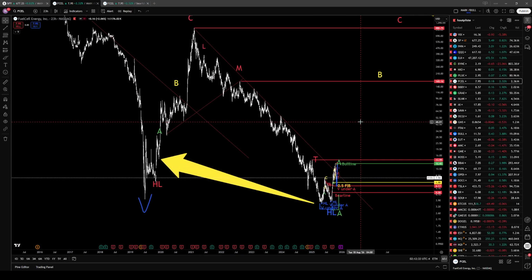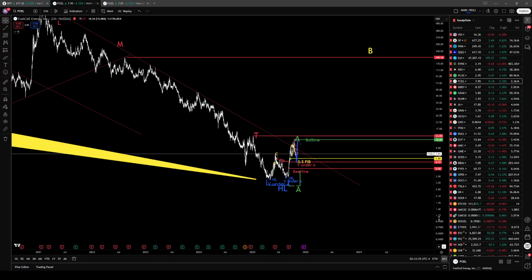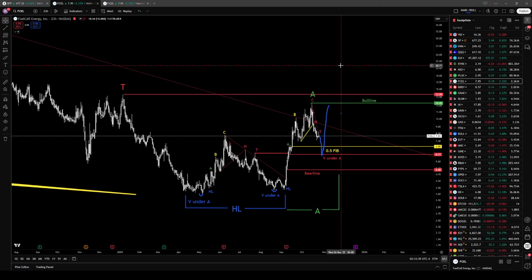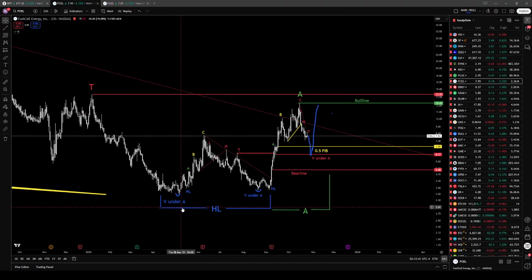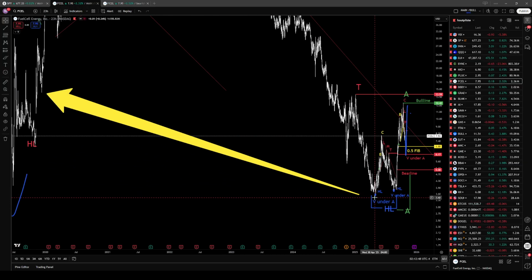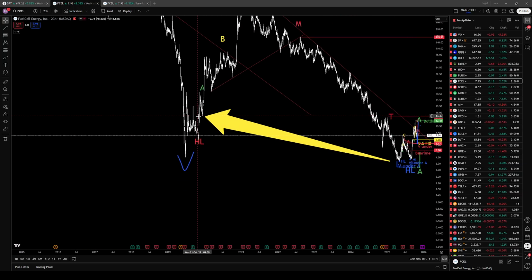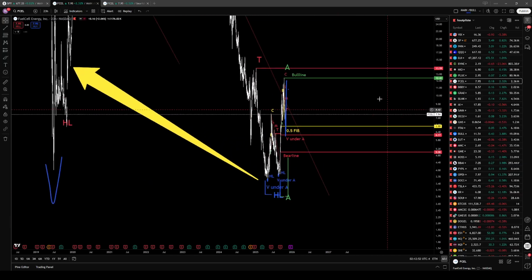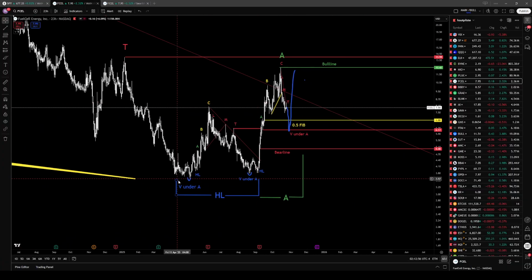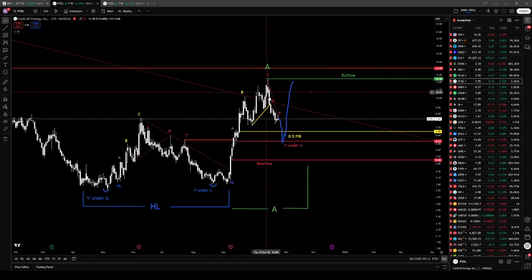Just saying. Okay, so what have we done in the last weeks and days? We came from our T. In here is our lowest point, the V and A. Here is the V and A. And this whole thing would be our higher low, our big higher low. And we already did our A peak and would be in the A pullback right now.